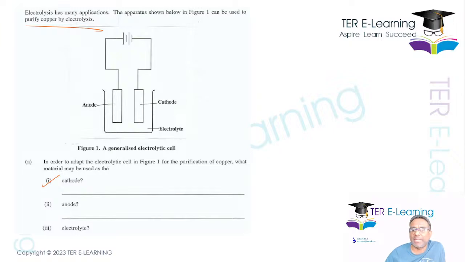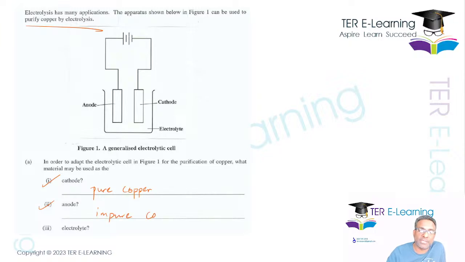People are saying pure copper, and I agree. So the cathode has to be pure copper. What about the anode? What are we going to put as the anode? People put impure copper, and yes, it is impure copper. It is not just graphite. It's impure copper.